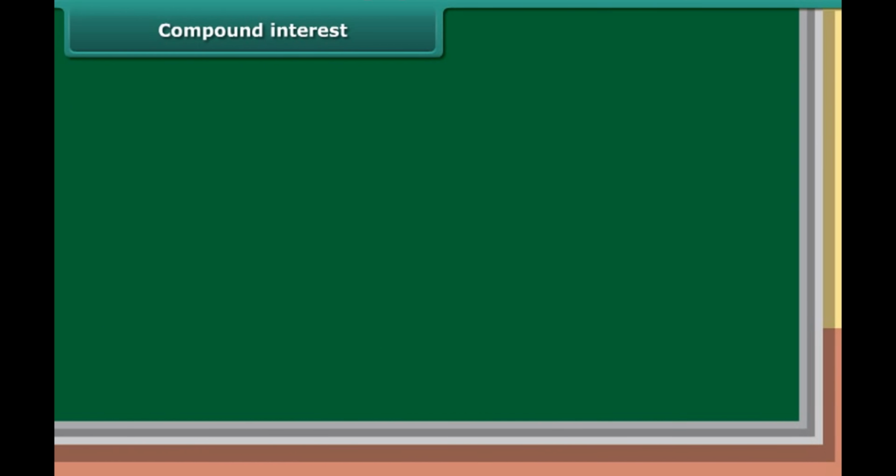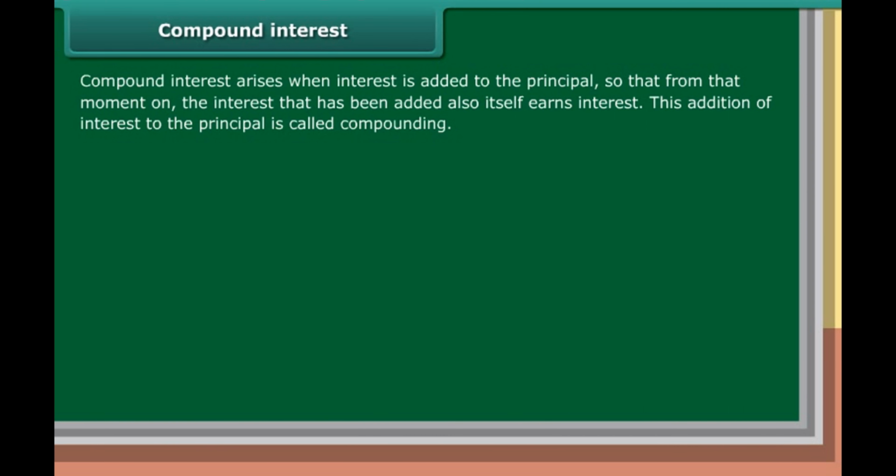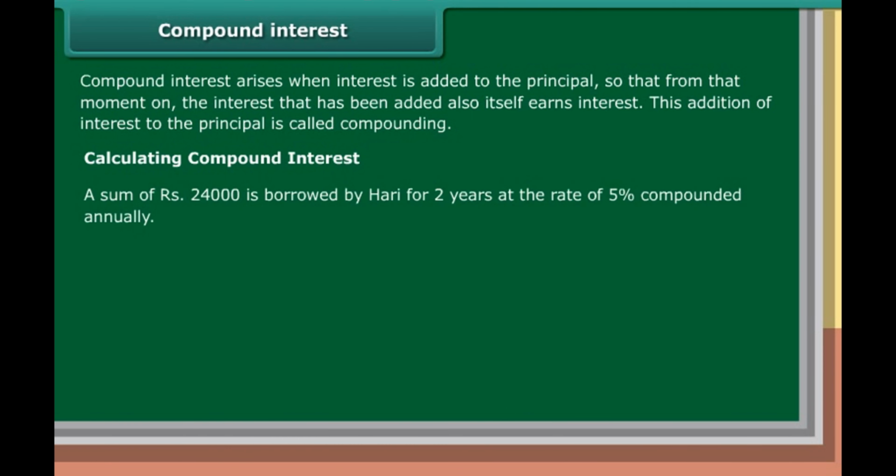Compound interest. Compound interest arises when interest is added to the principal, so that from that moment on, the interest that has been added also itself earns interest. This addition of interest to the principal is called compounding. Calculating compound interest. A sum of rupees 24,000 is borrowed by Hari for 2 years at the rate of 5% compounded annually. Step 1. Find the simple interest SI for 1 year.